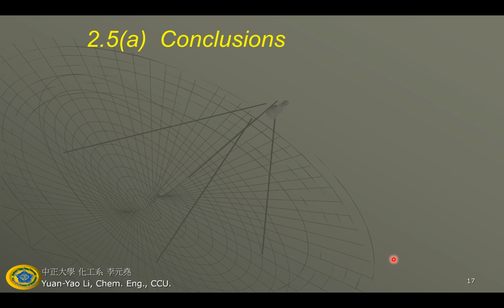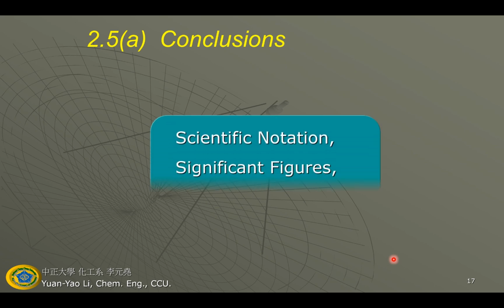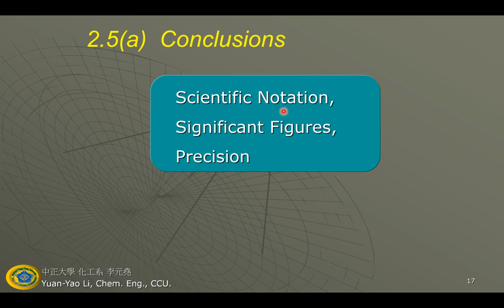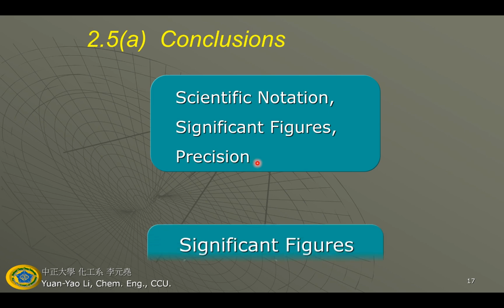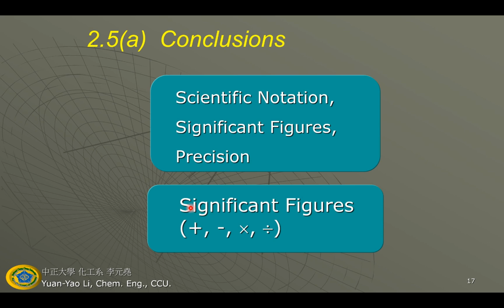Okay, this is the conclusion of 2.5a. The important thing is you need to remember 3 terms. The first one is called scientific notation, the second one is significant figures, and the third one is precision. And you need to know how to do addition, subtraction, multiplication, and division of numbers using significant figures.